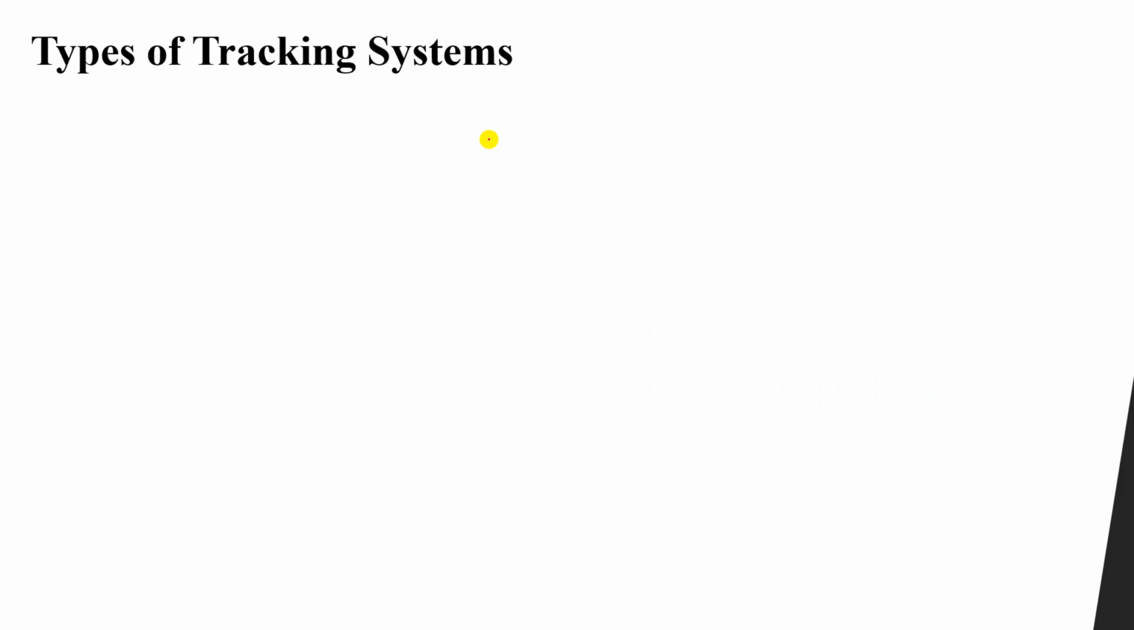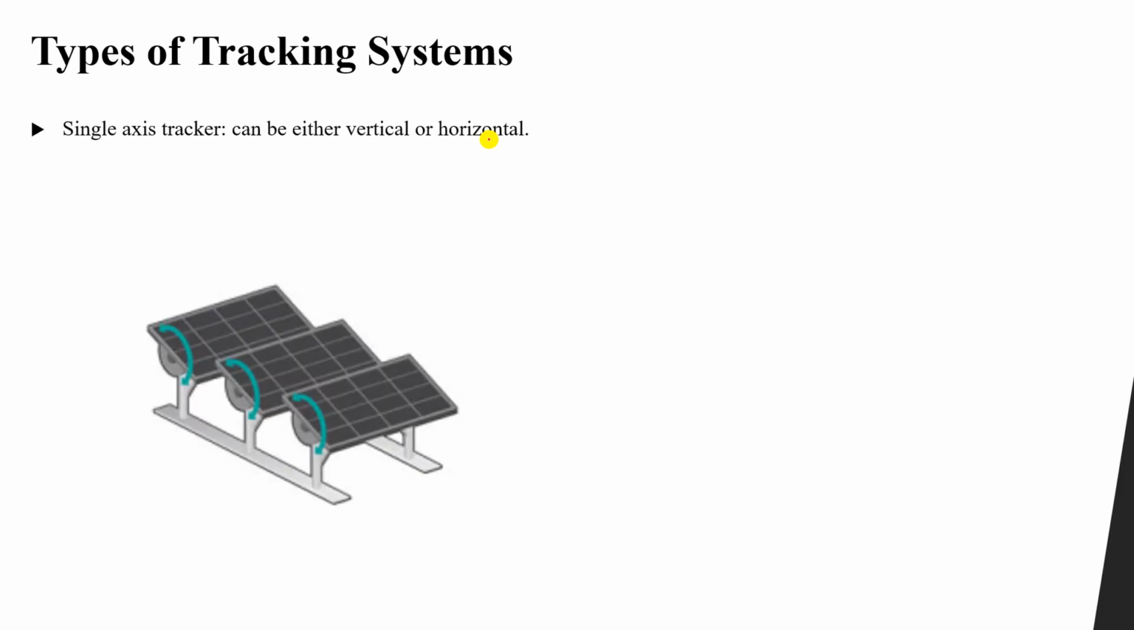Now, what are the different types of the solar tracker or the tracking systems? You'll find that we have two types. First one, the single axis tracker, which can be vertical or horizontal, like this one. You can see this is a single axis. What does this mean? It means that it moves along the vertical axis or along the horizontal axis. So you can see that this type, for example, moves like this, up and down. Okay, up and down, it moves along the vertical axis.